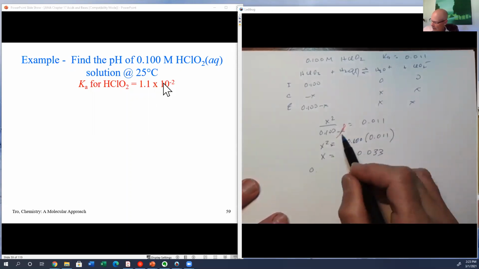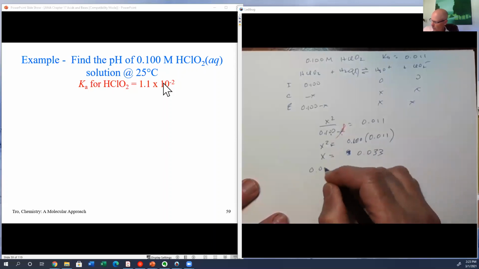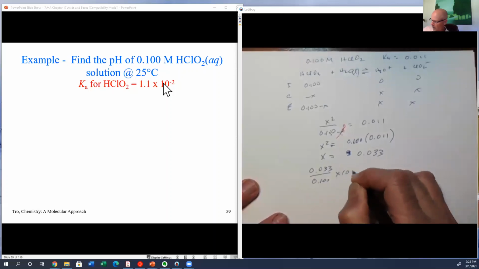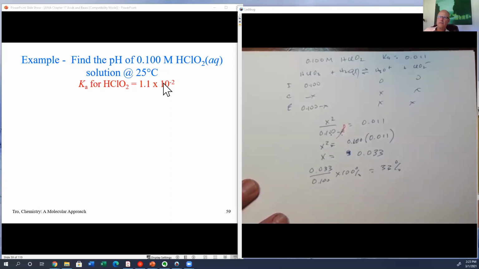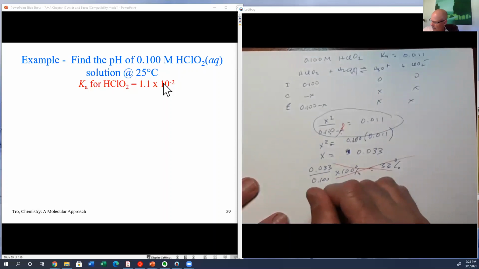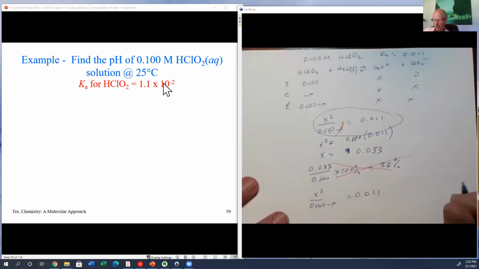So let's check to see if the extra-small approximation was valid. We take x and divide it by that number: 0.033 divided by 0.100 times 100%, and we find that that's 33%. Therefore, the extra-small approximation is not valid. So in that case, we go back to our quadratic: x squared over 0.100 minus x is equal to 0.011.